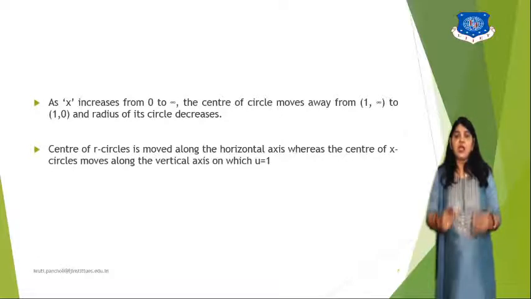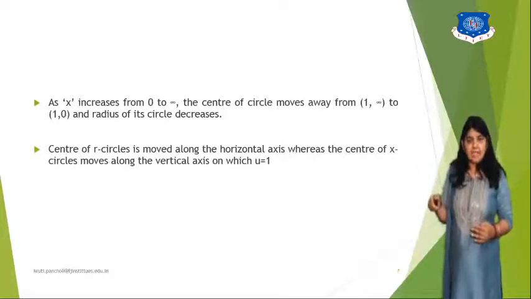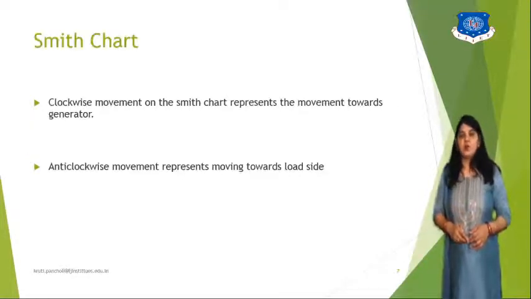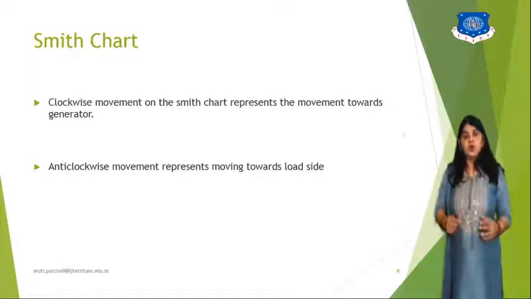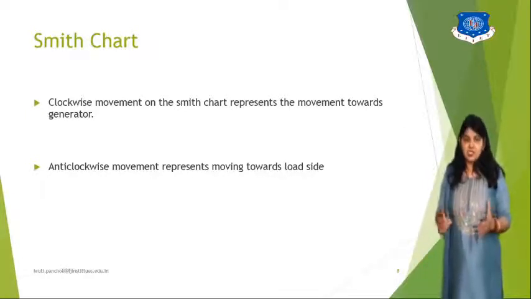So the center of the R circles moves along the horizontal axis, whereas the center of the X circles moves along the vertical axis, where U is equal to 1. So these are the two things that appear on the Smith chart.